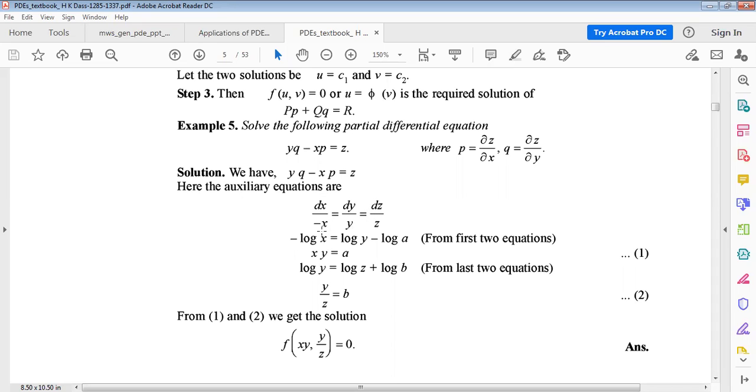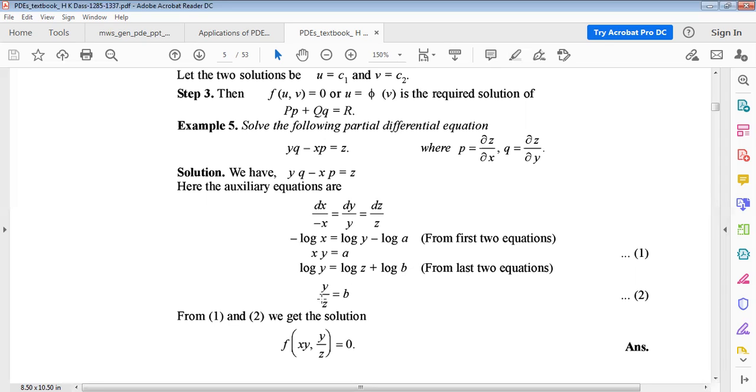So taking integration on all sides, there are actually three sides. This is the left, this is the middle, this is the right. So taking integration, the integral of 1 by x is log x. And from the first two equations we get this: xy equals a. From the last two, log y, and 1 by z gives log z. This is the integral constant. So yz divided by b.